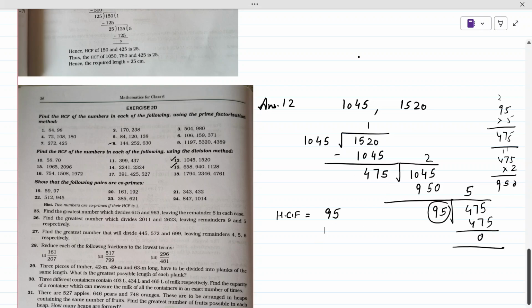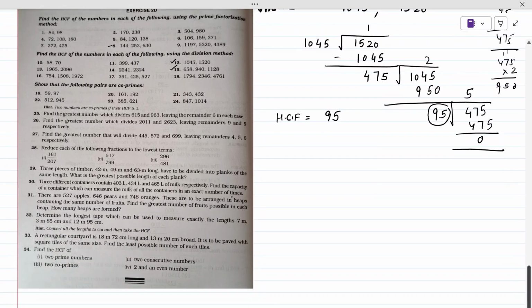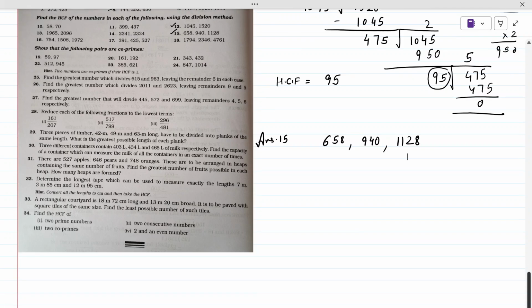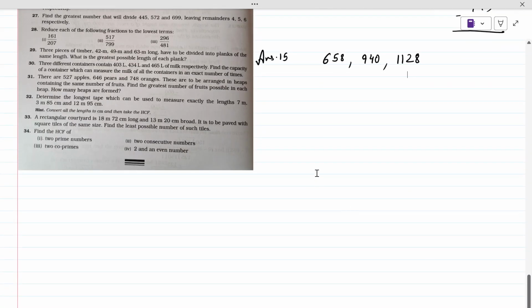Now let us go to the next question, question number 15. So kids, I hope you are understanding how we have done this using the division method. We have 658, 940 and 1128. So what is the method to do this? We will take first 2 numbers. You can take any 2 numbers. So I am taking these 2 numbers first, and we are going to find their HCF. Okay, 940. So if I multiply it with 2, it will go beyond 940, right? So I'm dividing this with 1.